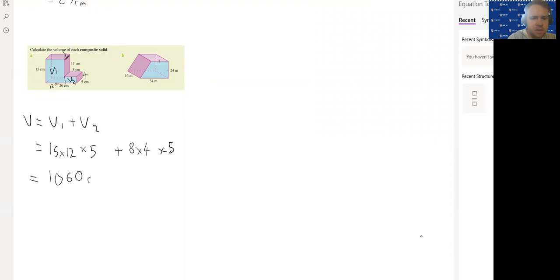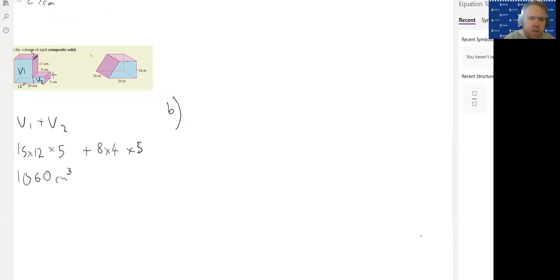1060 centimeters cubed. Okay, so a few things to make sure you do right here. Split the shape up and make sure you get all the dimensions right. And then separately work out the volume of part of that shape and then add on the volume of the other part.